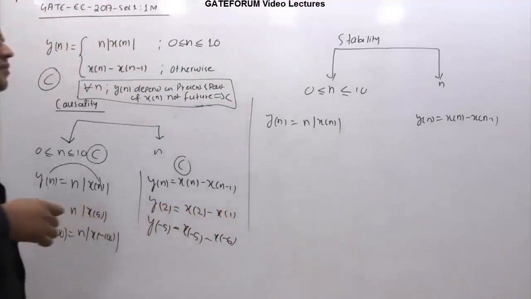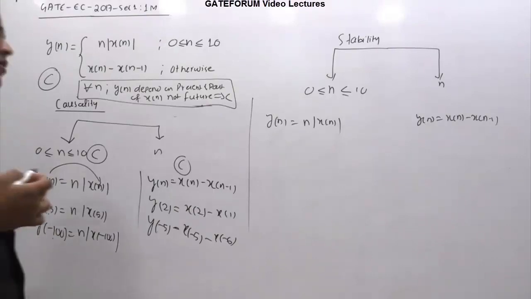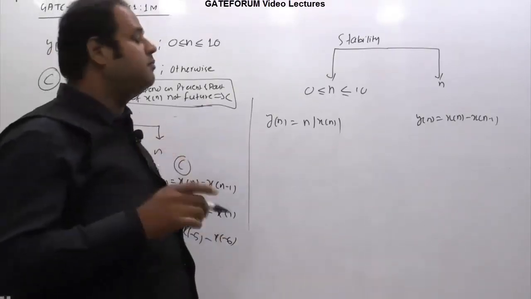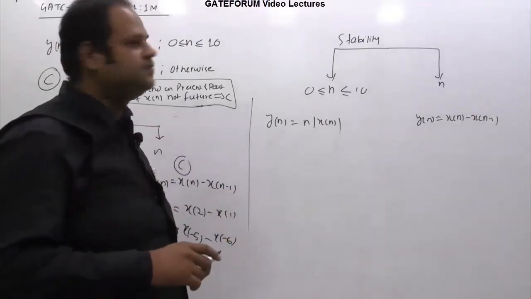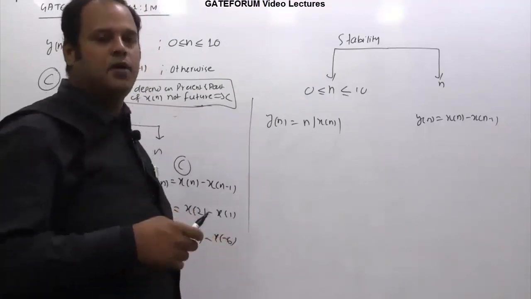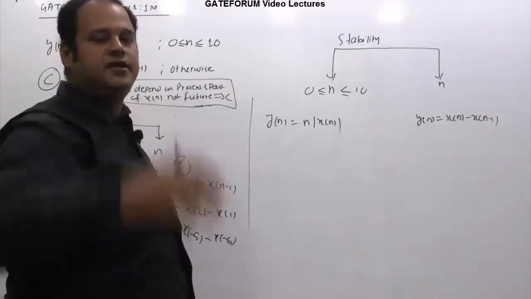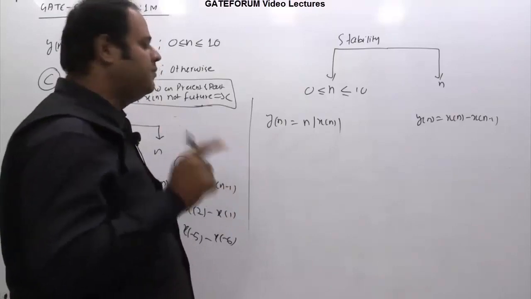A system is said to be stable if each and every bounded input produces a bounded output. In other words, no bounded input should produce unbounded output. Then it is said to be a stable system. So what is a bounded input? A signal is said to be bounded if its amplitude is finite for the entire range of time or for the entire range of n. Then it is said to be a bounded signal or bounded input.